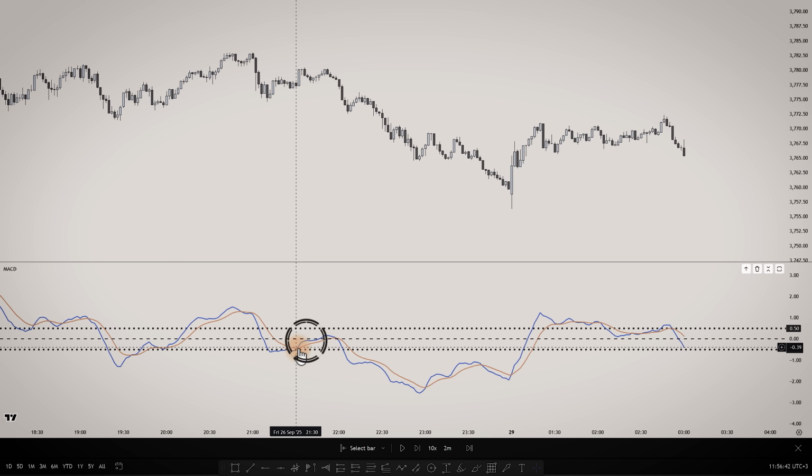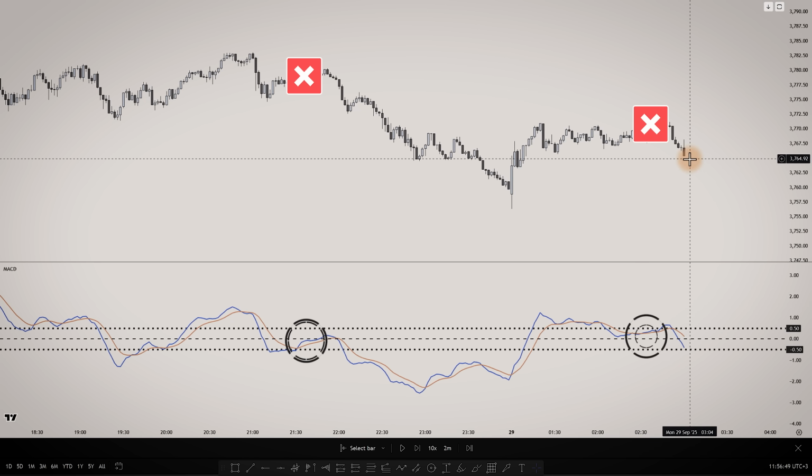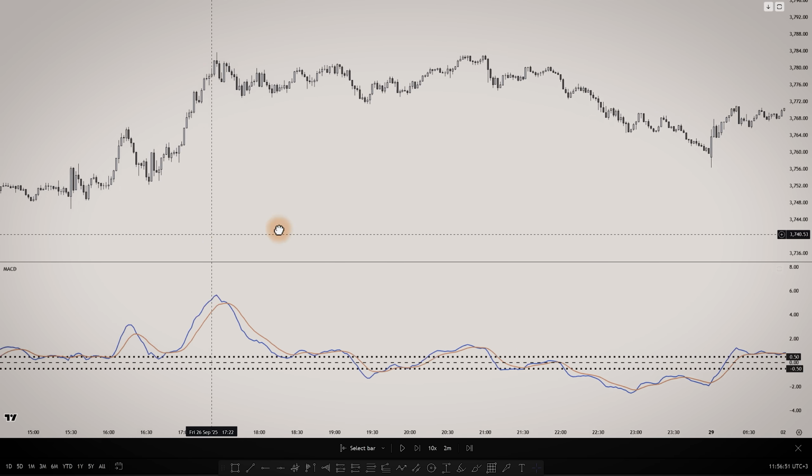Look at this chart with me. See this crossover near 0. It's a bad signal. And this crossover just above the line, another fake signal. But check this crossover.